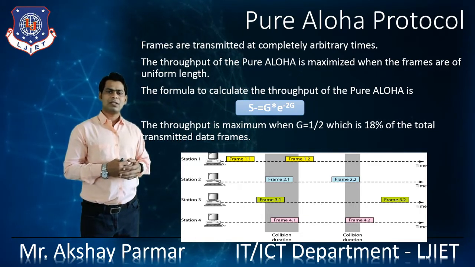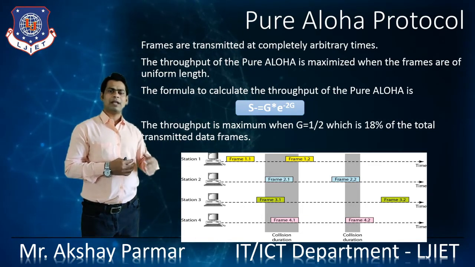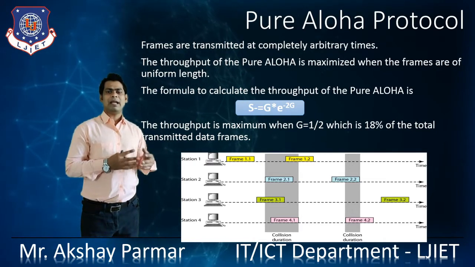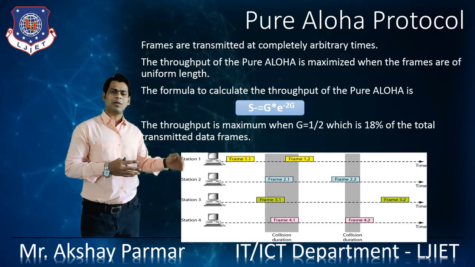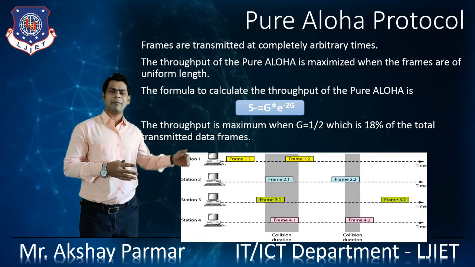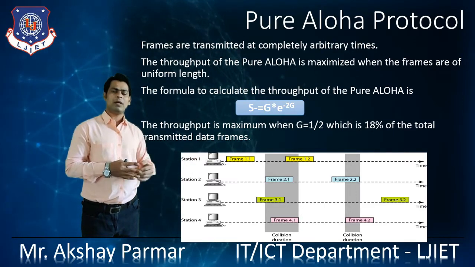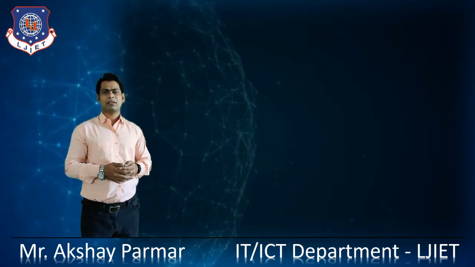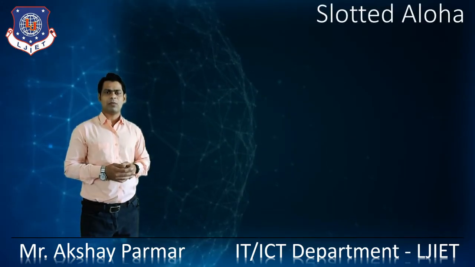In the second collision, frame 2.2 and frame 4.2 are collided, right? In that, the ending portion of frame 2.2 and the starting portion of frame 4.2 are collided, right? So that is collision 2, right? So that's how the pure Aloha is working.